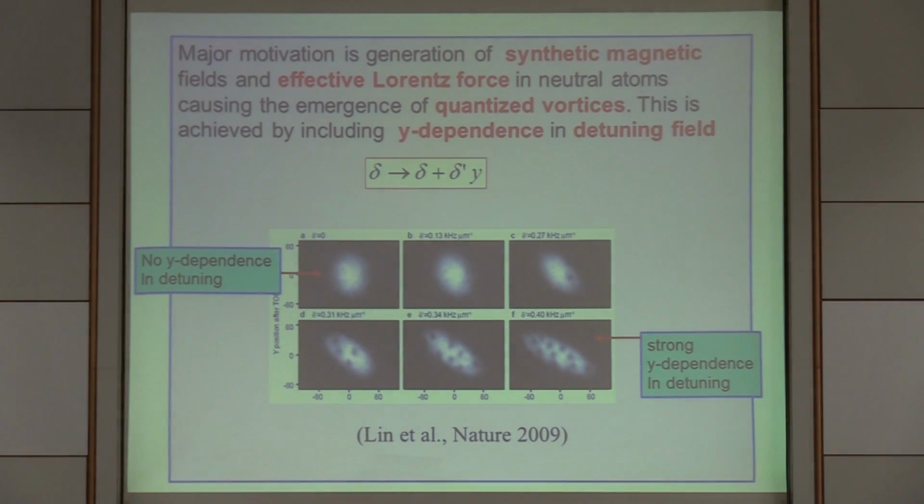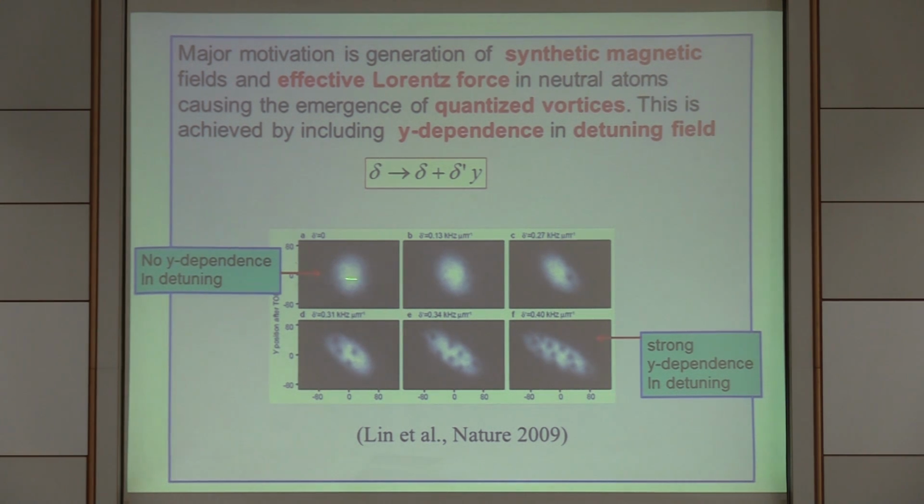Now, a major motivation for using this spin-orbit coupling Hamiltonian is to generate synthetic magnetic fields, effective Lorentz forces, and produce quantized vortices without the problem of rotating the gas with mechanical tools. This was achieved in this famous experiment by including a position dependence in the detuning field, which gives rise to an effective Lorentz force and to the formation of quantized vortices.